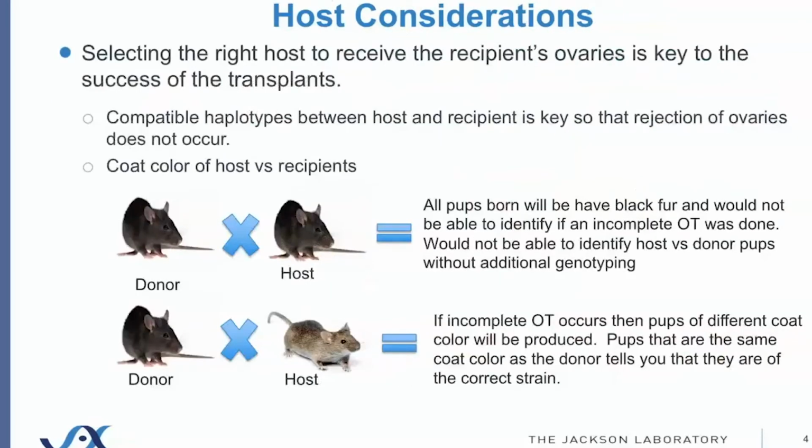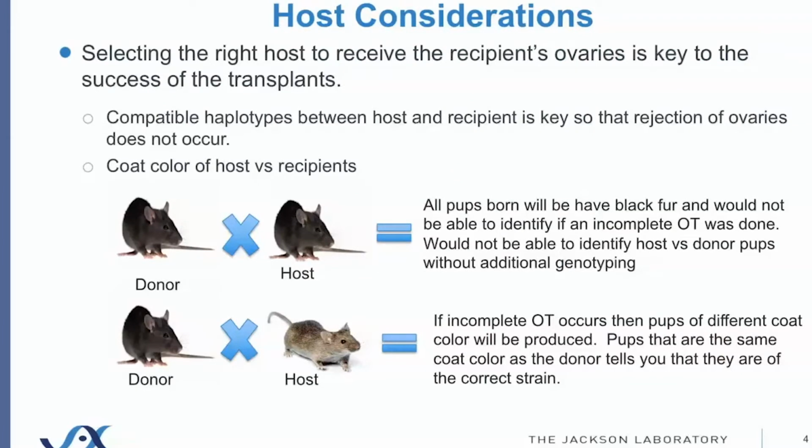So something we have to really consider is host considerations when selecting to use an ovarian transplant process. The first thing is you want to make sure that there are compatible haplotypes between host and donor, and that's key so that rejection of ovaries does not occur. And then, as I pointed out in the last slide, the coat color of host versus donor. In the first example, if your donor has black fur and your host also has black fur, all pups that are born will also have black fur, and you would not be able to identify if incomplete OT was done.